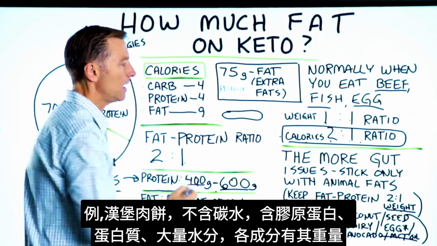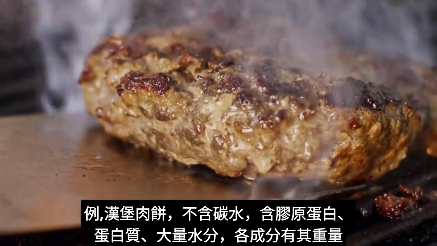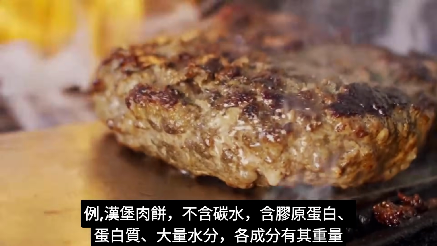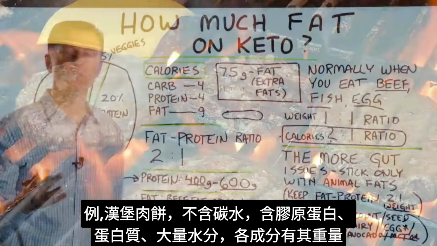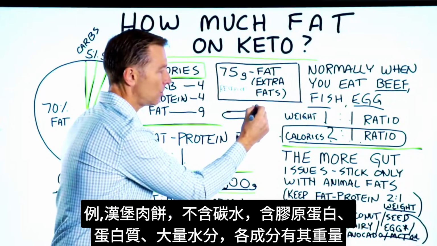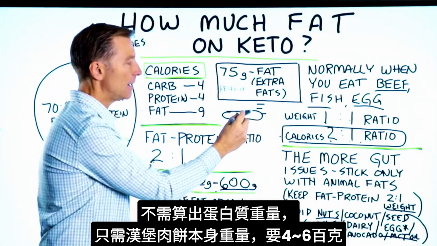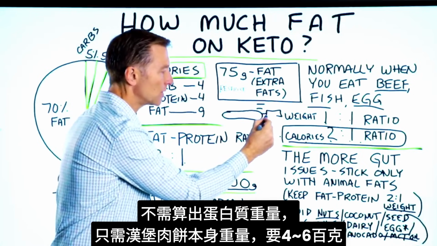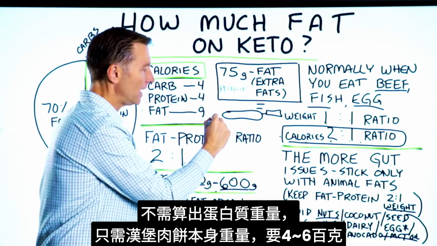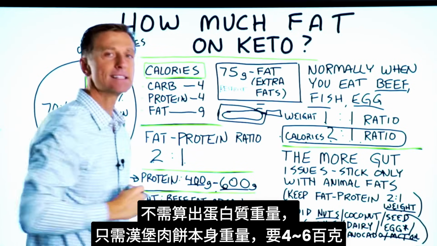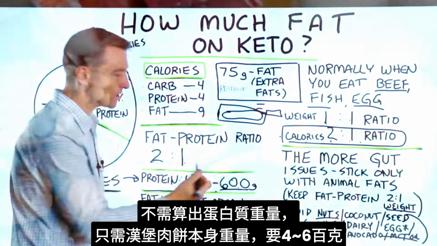A hamburger patty has various things in there. You have collagen, you have no carbs, there's protein, there's actually a good amount of water in there. So you can break it down by weight, so much water, so much collagen, so much protein. I'm not talking about the actual protein grams in the steak. I'm talking about the actual weight of the entire protein itself. Should be between 400 grams to 600 grams.